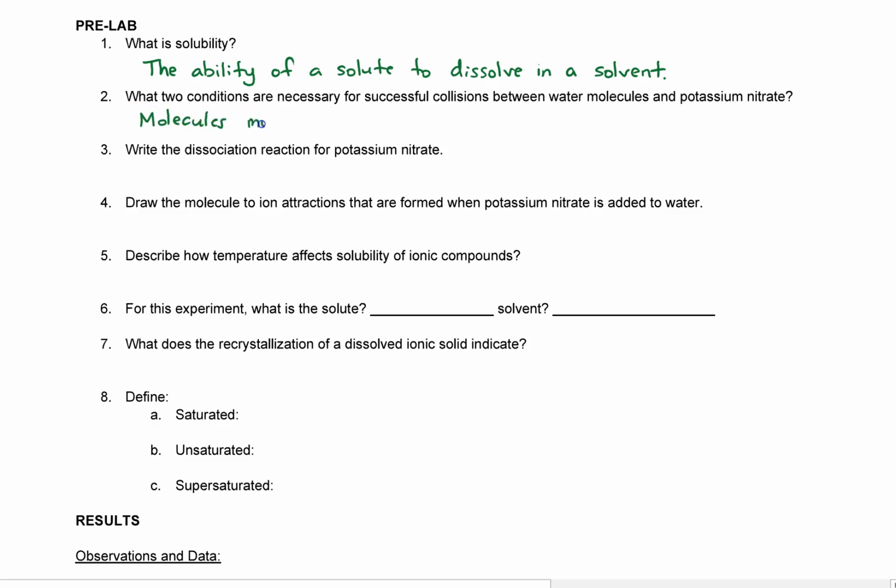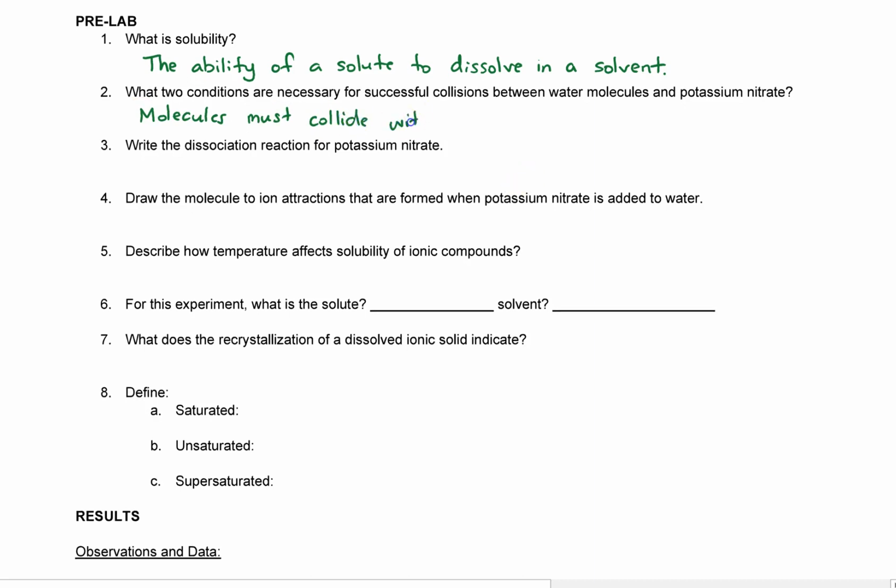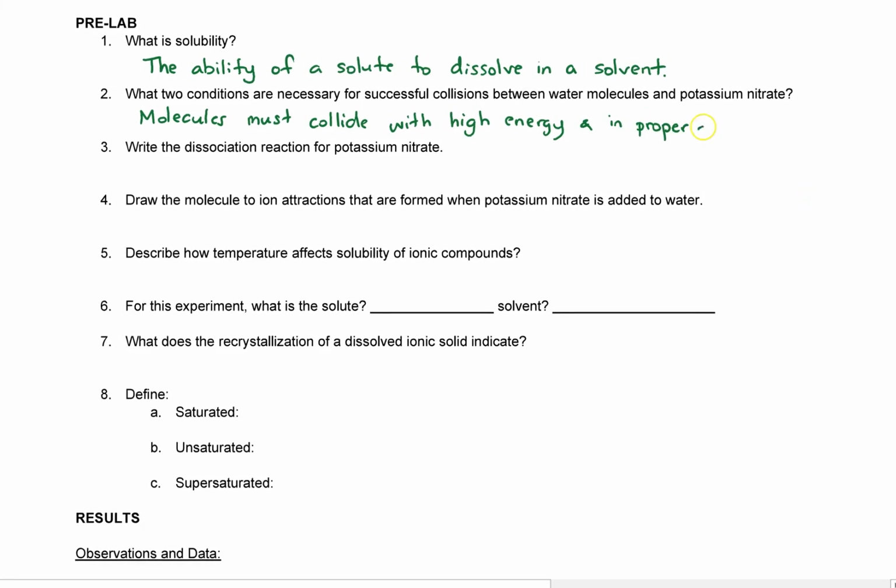Molecules must collide with high energy to break those bonds and in proper orientation. So we're going to see that demonstrated in number 4. So number 3, it says write the dissociation reaction for potassium nitrate. So let's go ahead and do that.